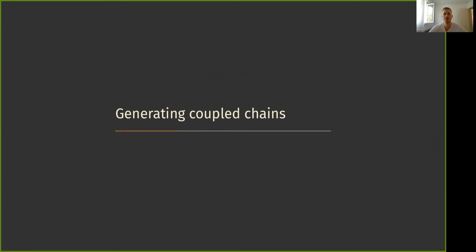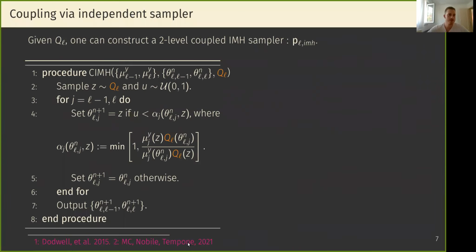So let's talk about how to generate coupled chains. Let's start with discussing how to generate coupled chains using this independent Metropolis-Hastings sampler. So given a proposal distribution QL, one can construct a two-level coupled independent Metropolis-Hastings sampler that we will denote by this PLIMH by following this procedure. So you sample a candidate state set from this proposal distribution QL. It's important to mention that this proposal should be an independent Metropolis-Hastings type of proposal. So it should not depend on the current state of either chain.